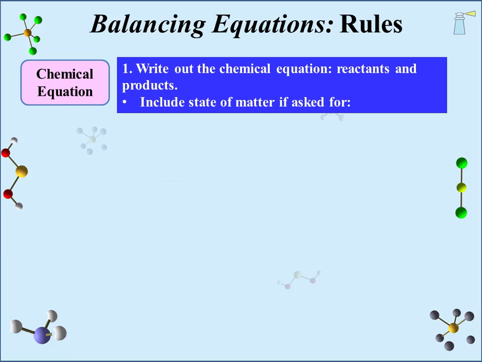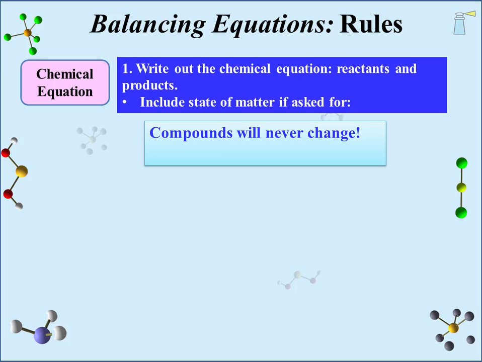Of fundamental importance, once the reactants and products are written out in the equation, the compounds will never change. That is, never change subscripts in the compounds. It might seem that an easier way to balance the number of atoms is to change subscripts, but that changes the compounds. They will no longer be the chemicals given in the reaction.